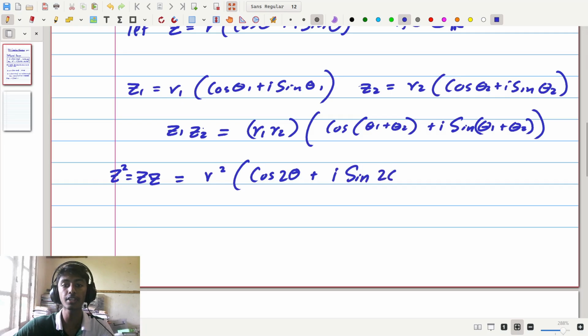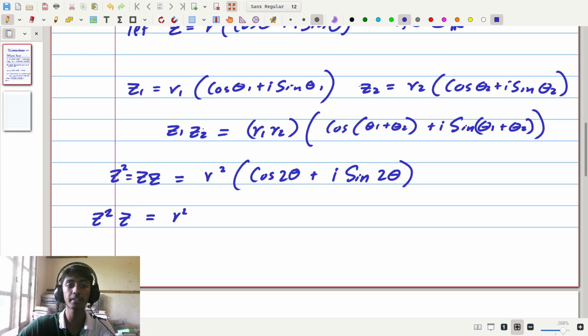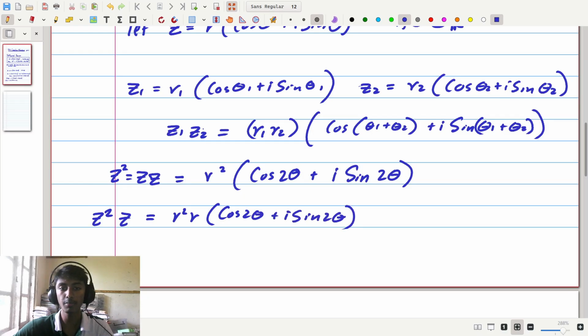And therefore we can see for z squared, we're going to get r squared times cosine of 2 theta plus i sine of 2 theta. Now if we do this again, if we take z squared and multiply by another z, then we're going to get this whole thing times another z, which is r squared times r times cosine of 2 theta plus i sine of 2 theta, times the other one, which is cosine of theta plus i sine of theta.